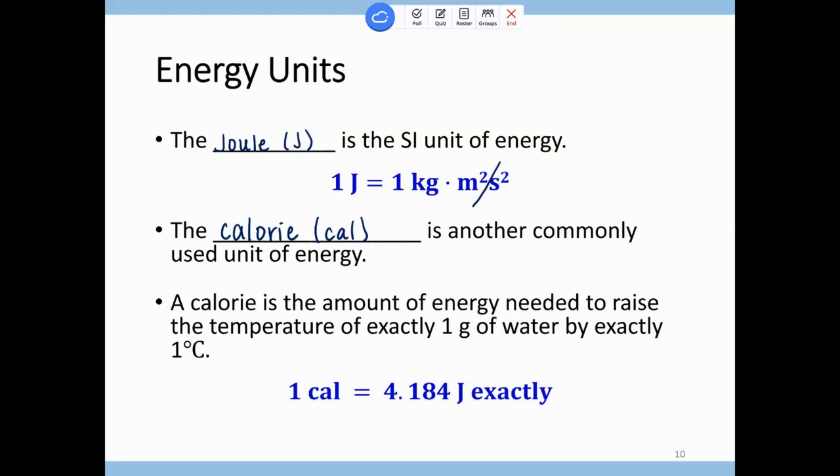We'll talk about that in more detail later, the calorimeter, but the calorie, 1 calorie, is the amount of energy needed to raise the temperature of exactly 1 gram of water by exactly 1 degree Celsius. So the amount of energy required to do that is defined as 1 calorie. And then this is a unit conversion here. If you need to convert between calories and joules, you can use this unit conversion. 1 calorie is 4.184 joules.